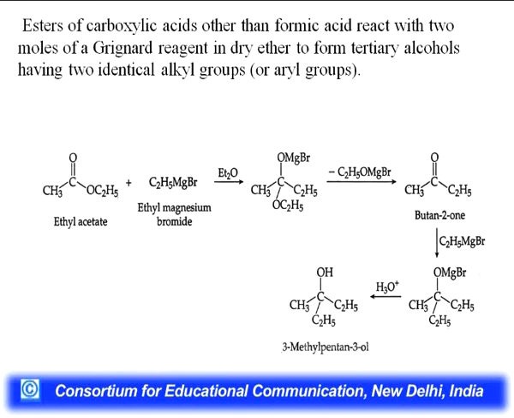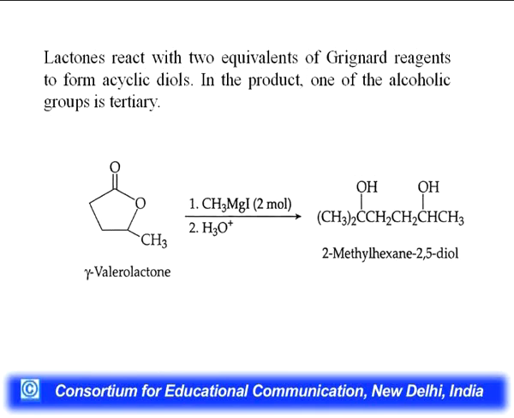Esters of carboxylic acids other than formic acid react with 2 moles of a Grignard reagent to form tertiary alcohols, again with 2 identical alkyl or aryl groups. Here is the example: ethyl acetate when reacted with ethyl magnesium bromide will give you first of all the addition product, then it will give you butan-2-one, again the addition product will form, and on hydrolysis will give you 3-methylpentan-3-ol. Lactones react with 2 equivalents of Grignard reagent to form cyclic diols.